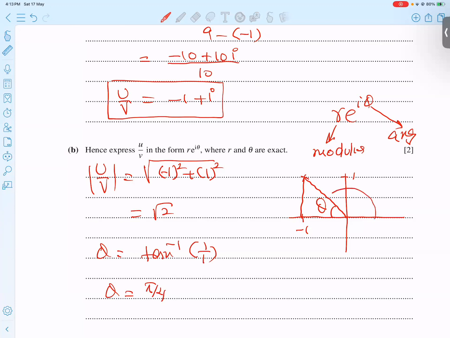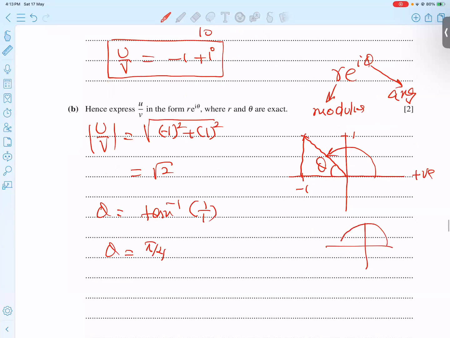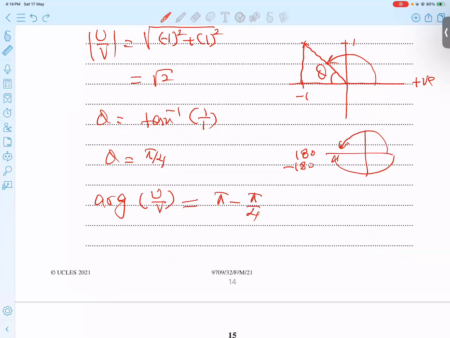But what is the argument? Argument always starts from the positive x-axis and moves anticlockwise. We have two boundary limits; we can stop here or we can stop here. We cannot go beyond 180 degrees, positive or negative. So this is wrong and this shorter one is right. The shorter angle is called the argument. So the argument of u over v gives us pi minus pi over 4. Some students think this is the argument only. No, wrong. So the argument of u over v gives us 3 pi by 4.